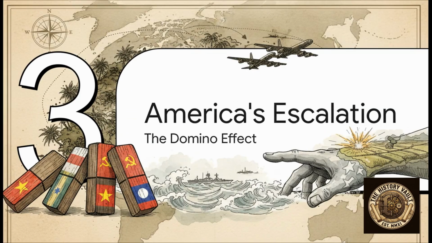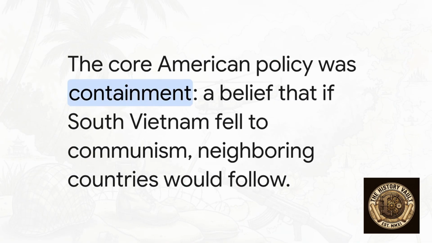So this brings us to the big question, right? Why did the United States feel it had to get so deeply involved in a conflict literally halfway around the world? Well, for the US, this was never just about Vietnam. It was about containing communism. There was this idea called the domino theory, a genuine fear that if South Vietnam fell, it would set off a chain reaction. Laos would fall, then Cambodia, then Thailand, one by one, just like dominoes. And that theory became the justification for everything that came next.